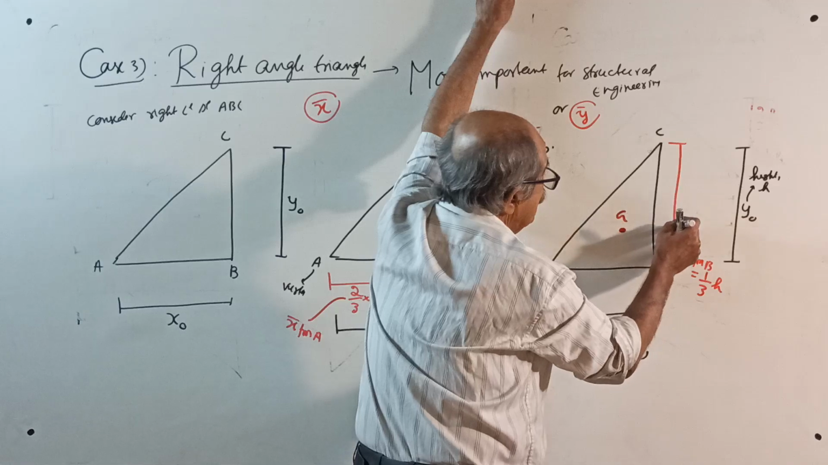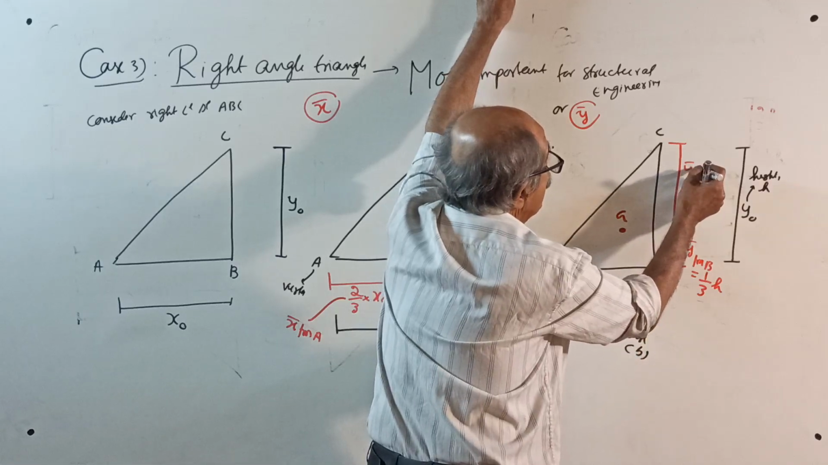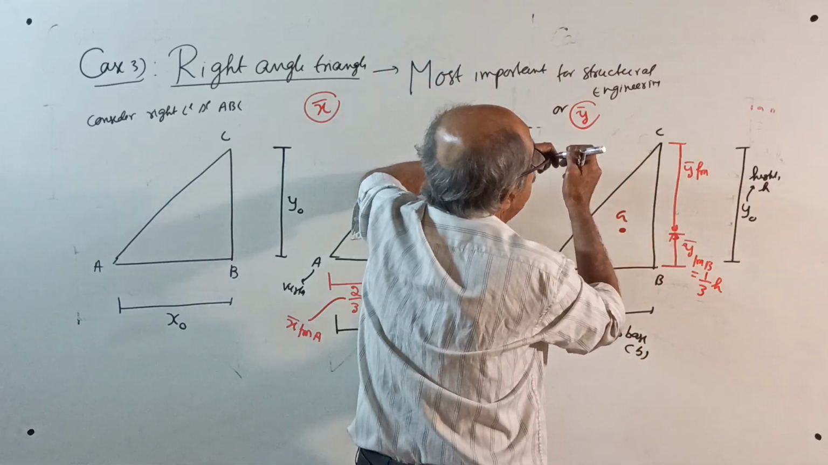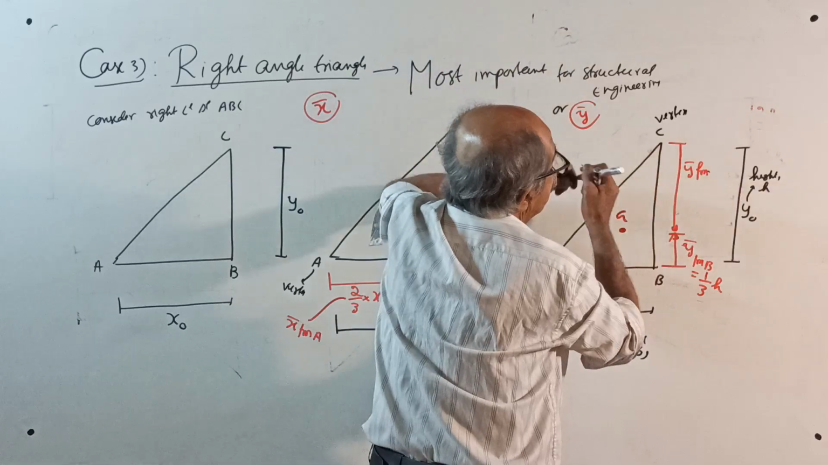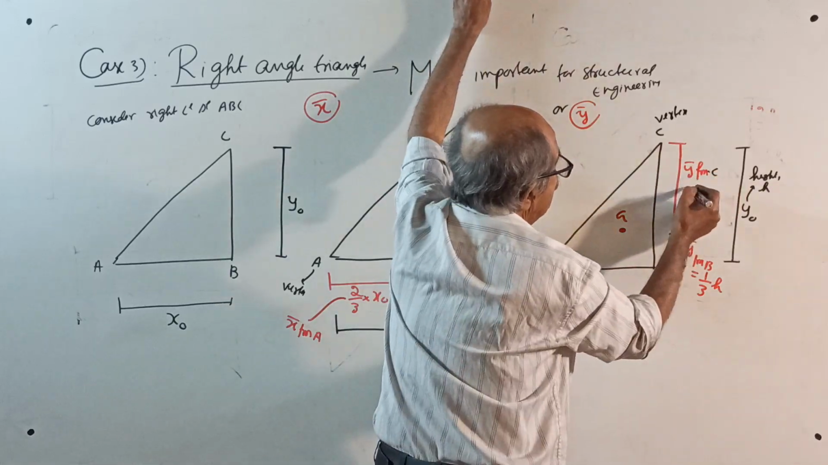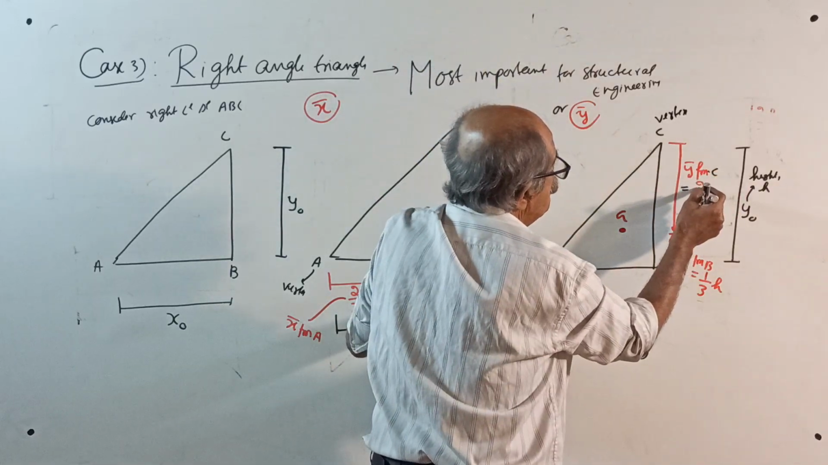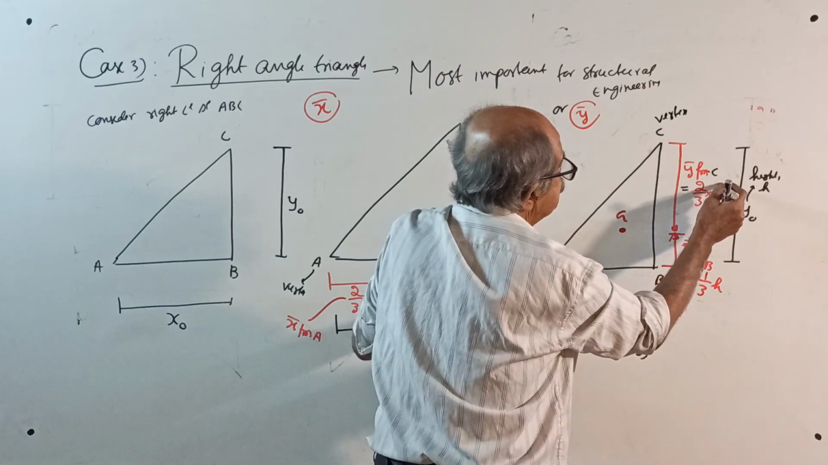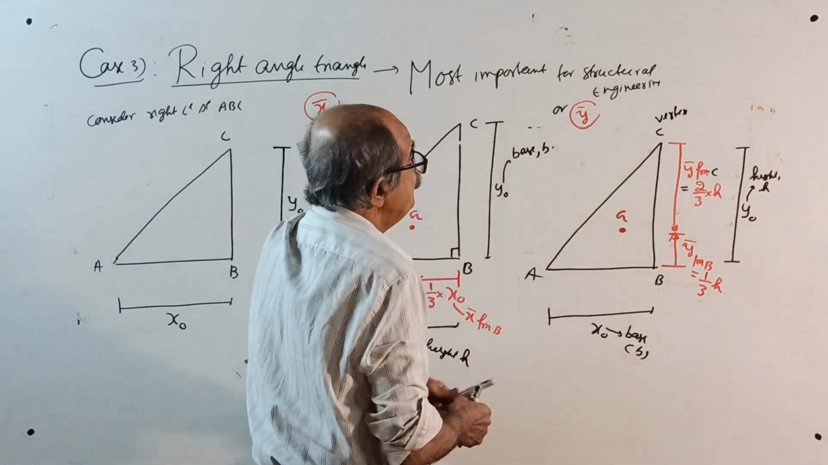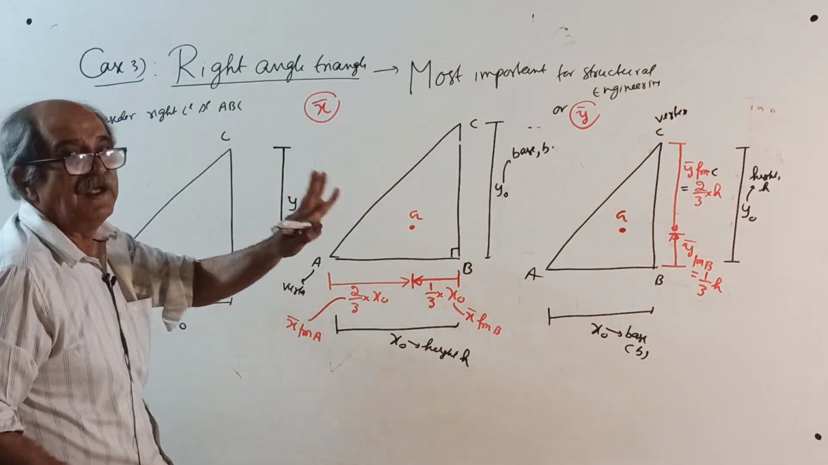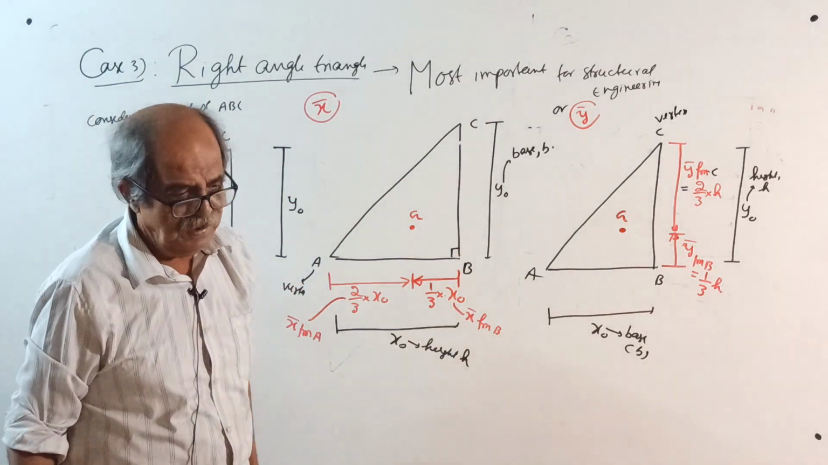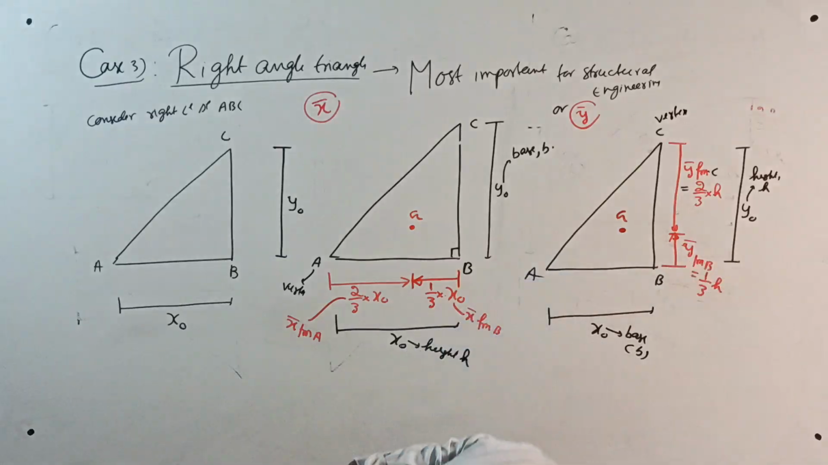This is your y bar from C, because now C becomes vertex. Y bar from C, vertex C, will be equal to 2/3 of h. Okay, this is very simple. Once again, I will tell it later. This is how to locate centroid for a right angle triangle.